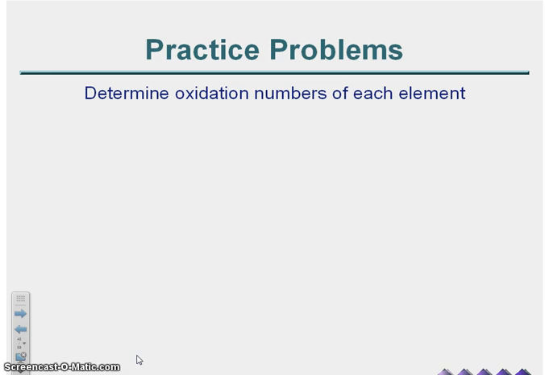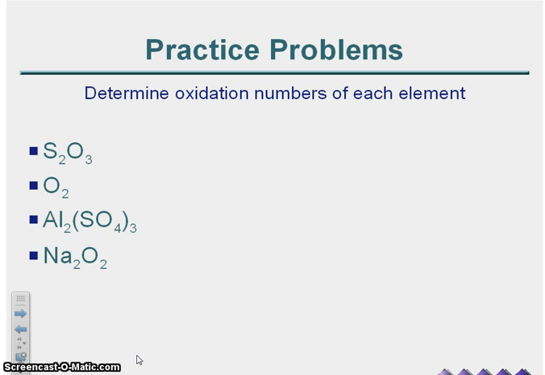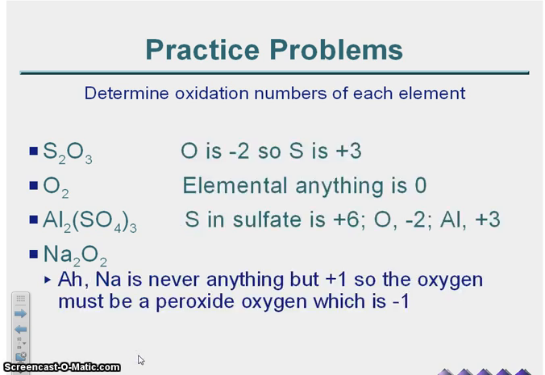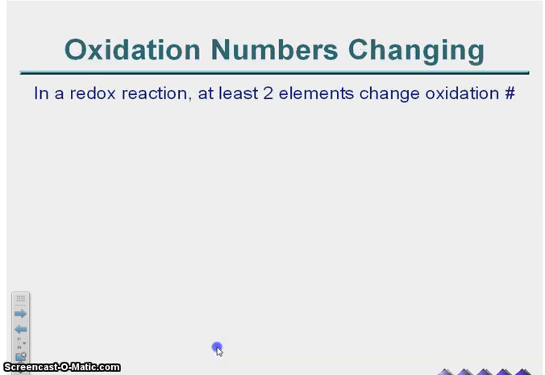Now determine the oxidation numbers of each element in these compounds, and check your answers. So the oxygen here must be a peroxide oxygen, -1. Sodium is never anything but +1, or if it's an element, it's a 0. Now, in a redox reaction, at least 2 elements must change their oxidation number. One's oxidized, the other's reduced.